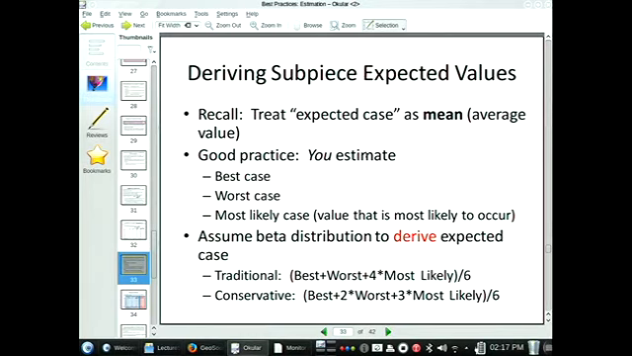Here the common statistical assumption is you take the best case, the worst case, and the most likely case, and you combine them according to one of these two formulas. You can use a more conservative formula or a less conservative one to arrive at an expected value. Okay.